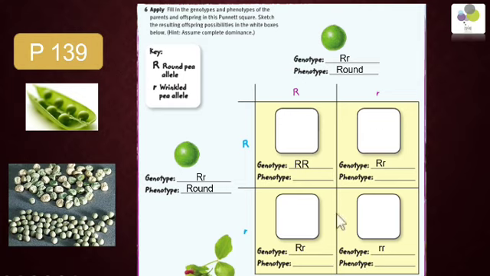The phenotype, we know, is the observable trait. The pea shape has two forms, round or wrinkled. So if you find one dominant allele or two dominant alleles, of course it will be round. So this is one dominant, it will be round; one dominant, it will be round. The last one has two recessive, so it will be wrinkled. Okay.